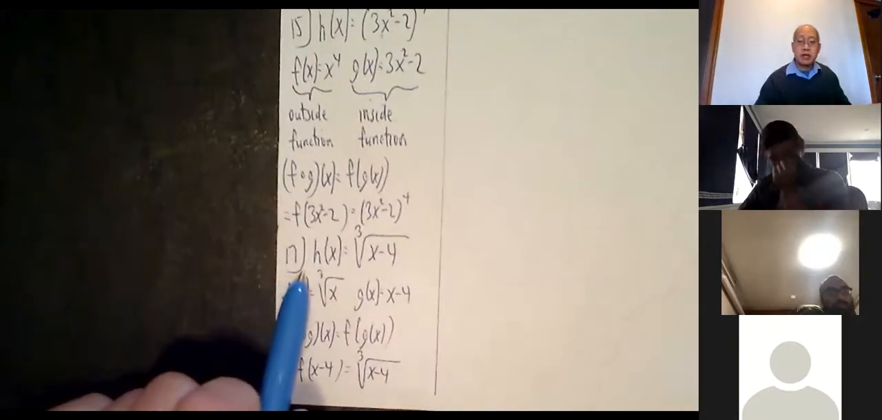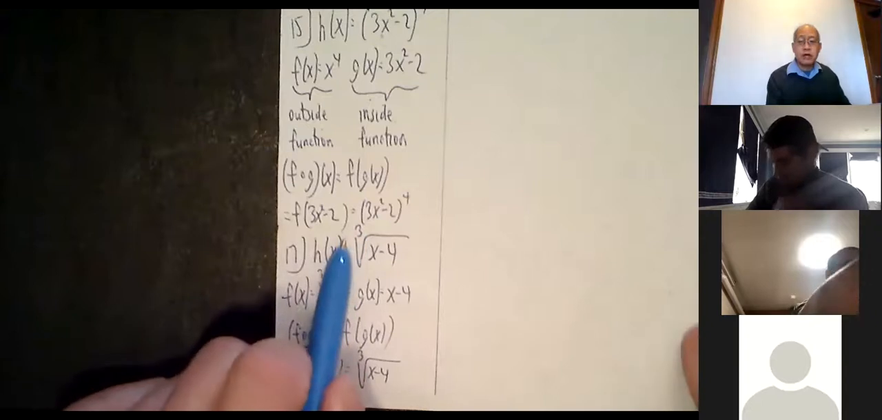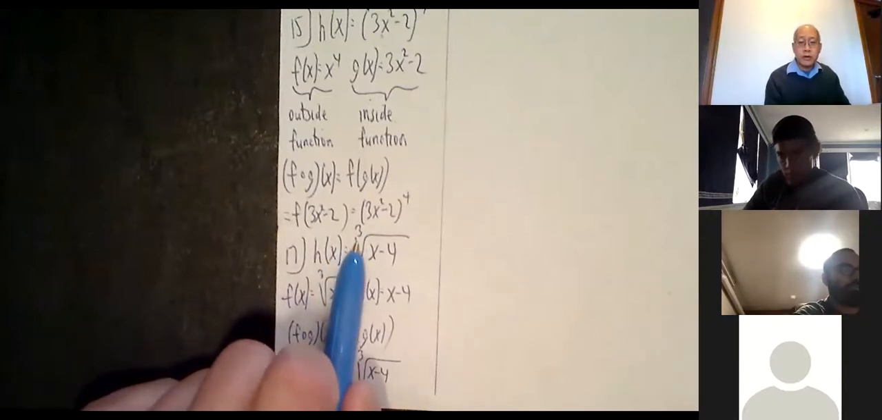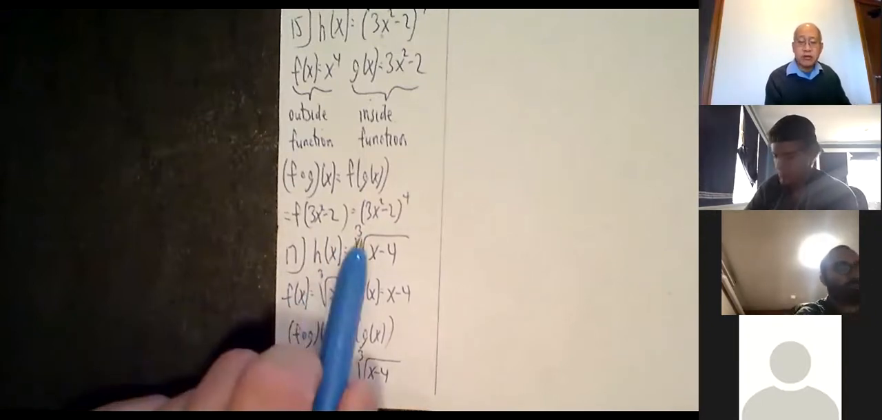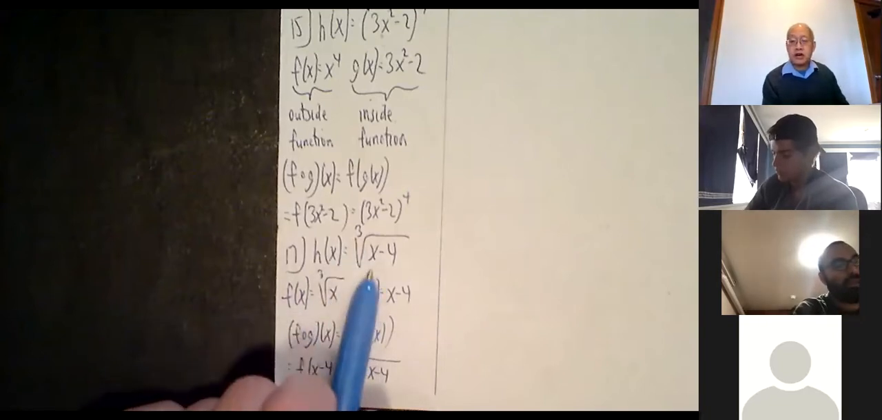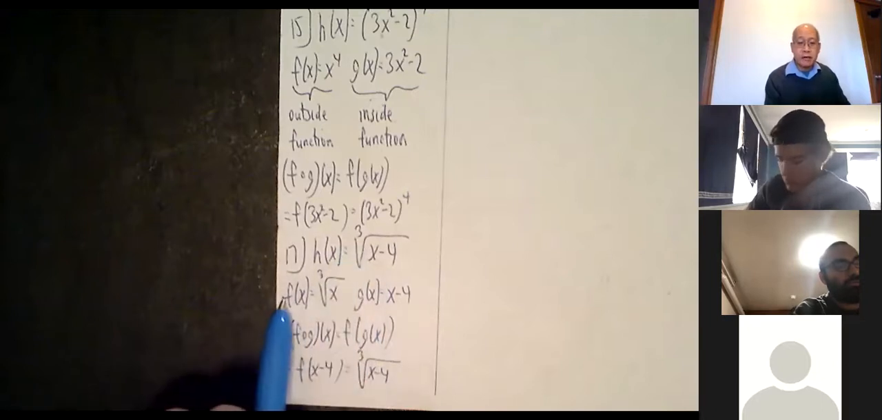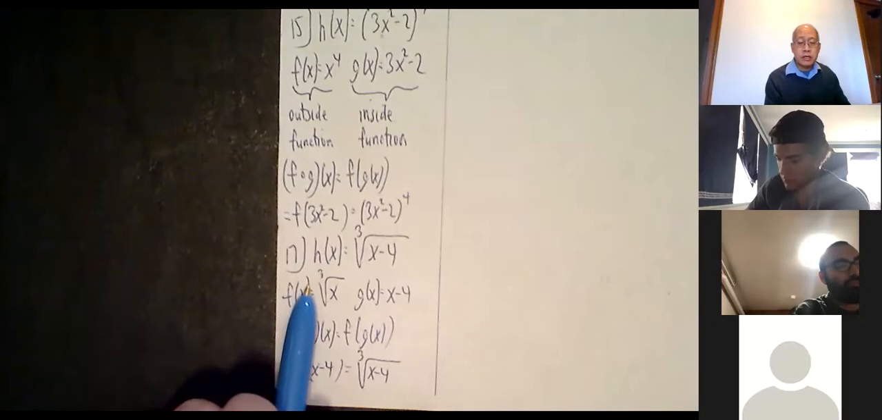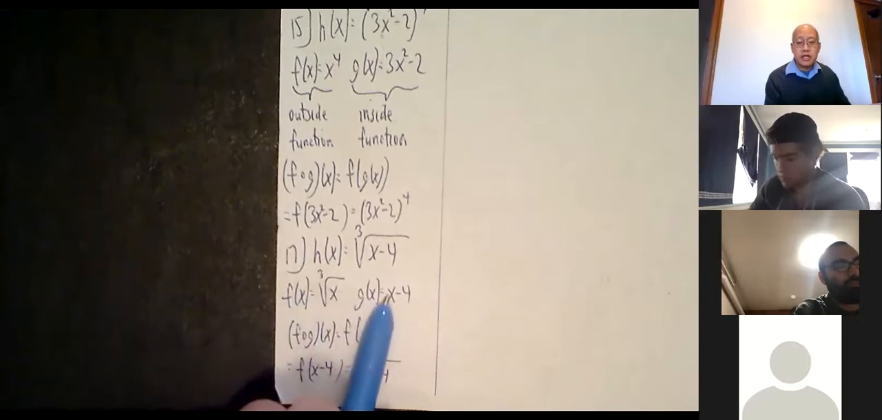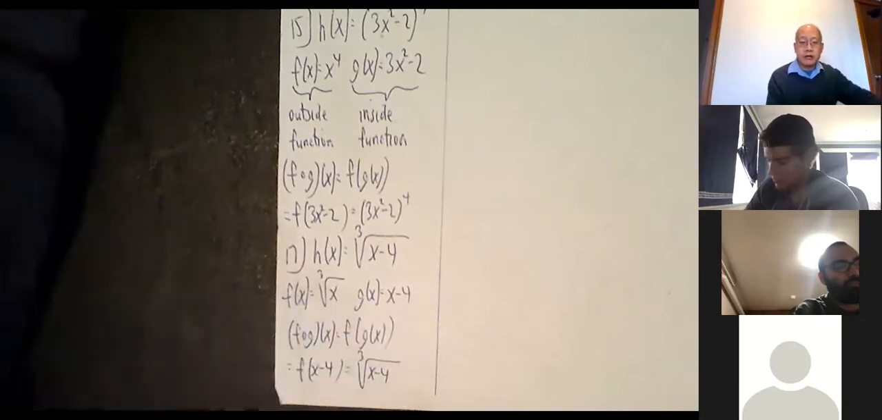Okay, here's our 17. h of x equals cube root of x minus 4. Okay, so one function is the cube root function. The other function is x minus 4. The outside function is the cube root function. So that should be my f of x, cube root of x. Inside function is x minus 4. So there's f and there's g.